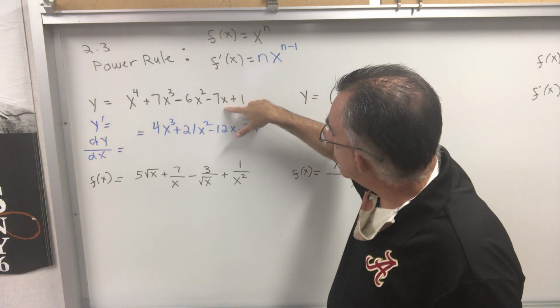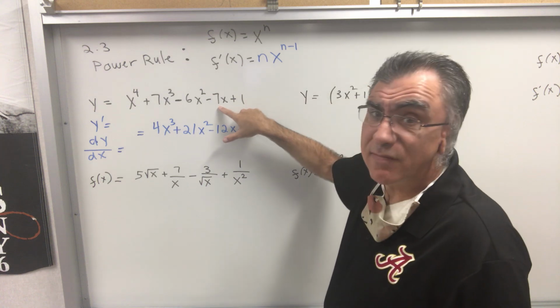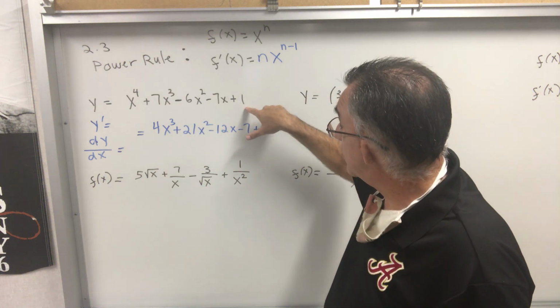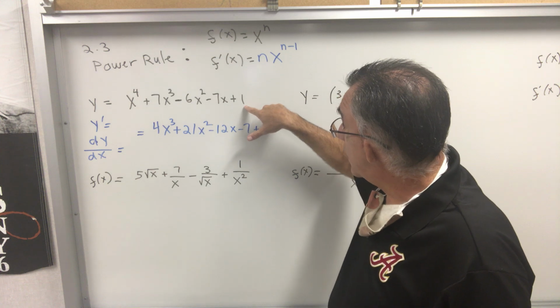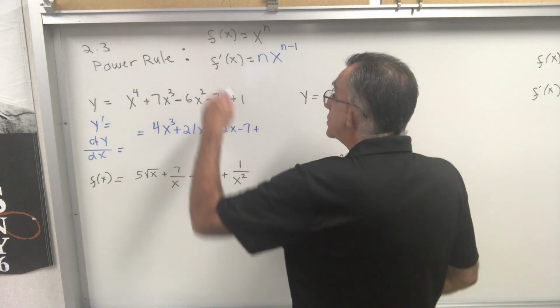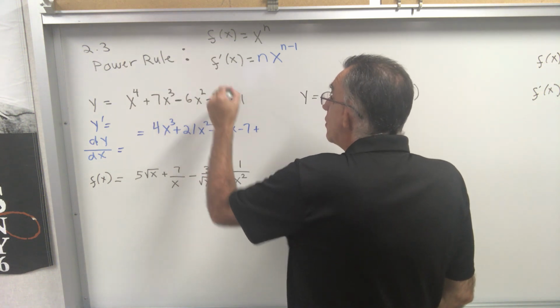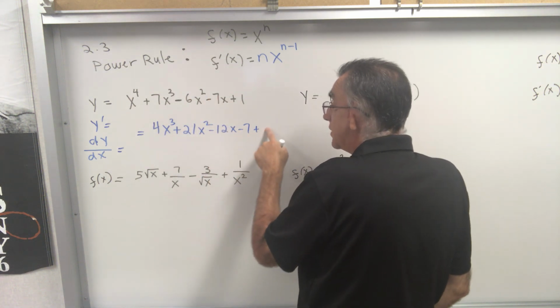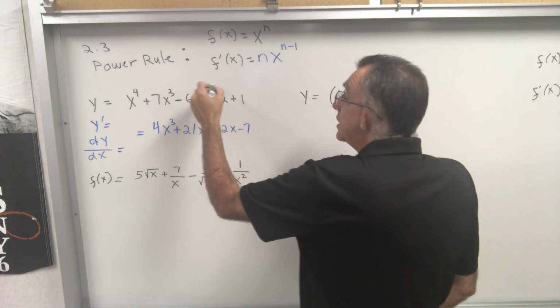What's the slope of negative 7x? The slope of negative 7x is 7, and the slope of 1 is 0. Now, what I mean by that, the rule technically works. You don't do this, okay? Just know the slope is 7, and then that's 0, so we don't normally write it, right?